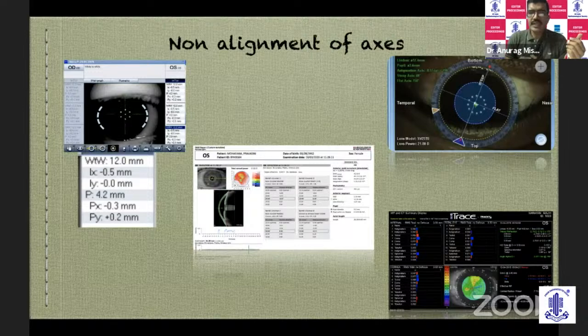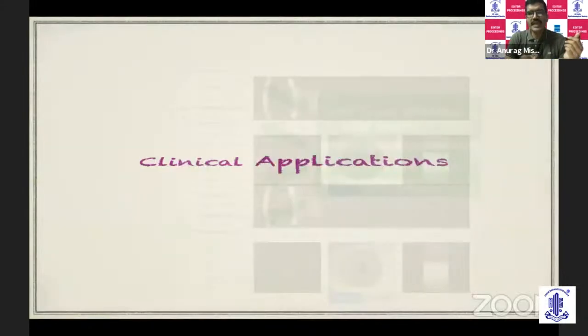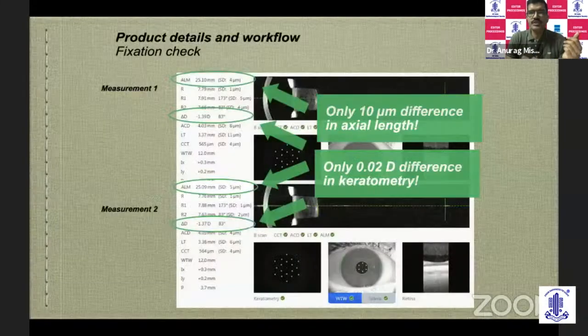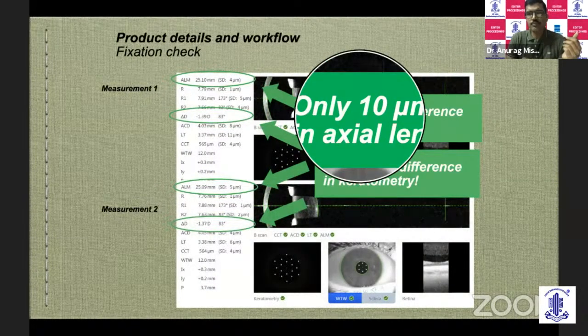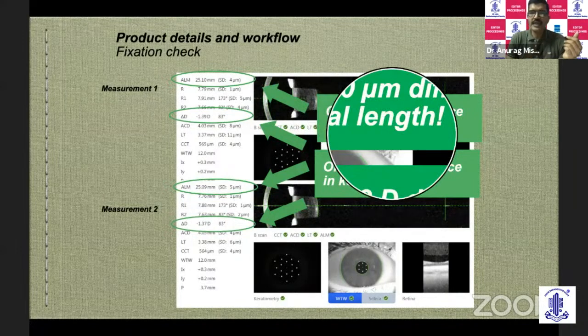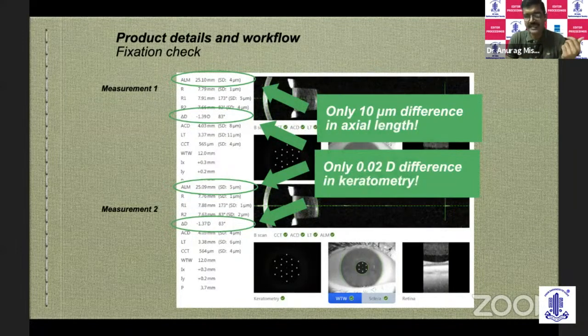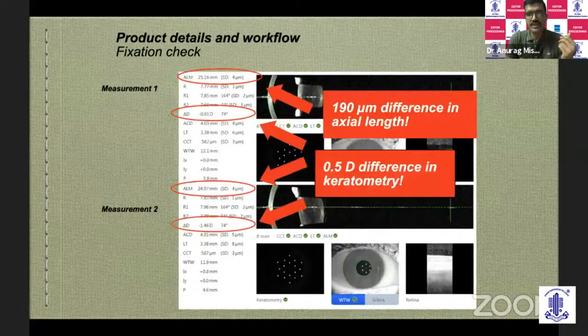So let's look at certain clinical applications. This is one example wherein the difference between two subsequent measurements is 10 microns in terms of axial length and 0.02 diopters in keratometry. So this is one reading which you can accept, vis-a-vis the next reading wherein it shows 190 microns difference in the axiometry and 0.5 diopters difference in keratometry. This sort of reading should be discarded.